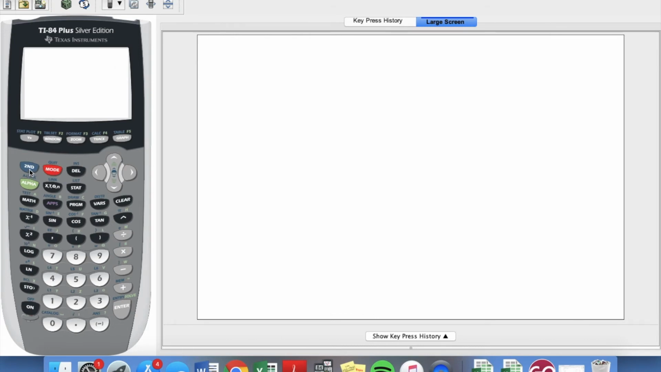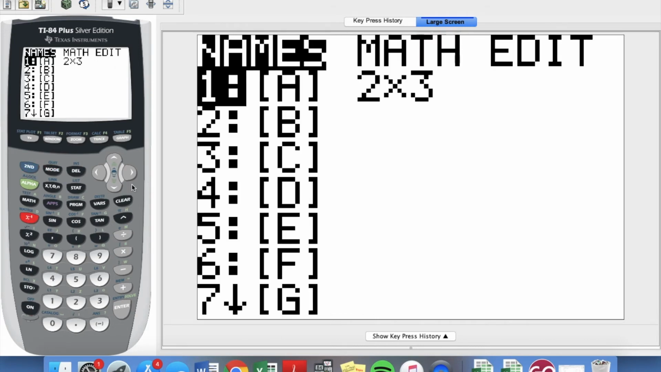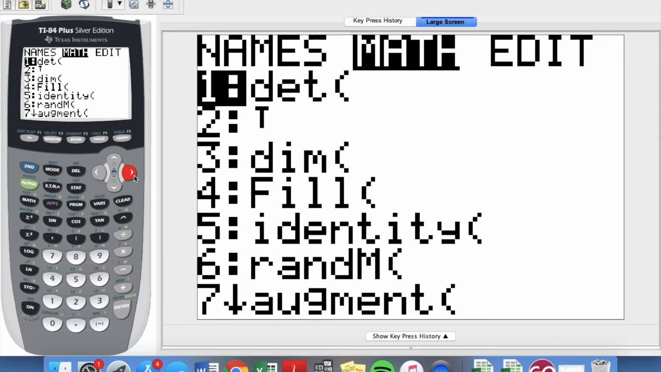We go back to the matrix menu, so second matrix, and now we're going to do some math. What we want to do is find the reduced row echelon form, which is RREF. So you skip down here.